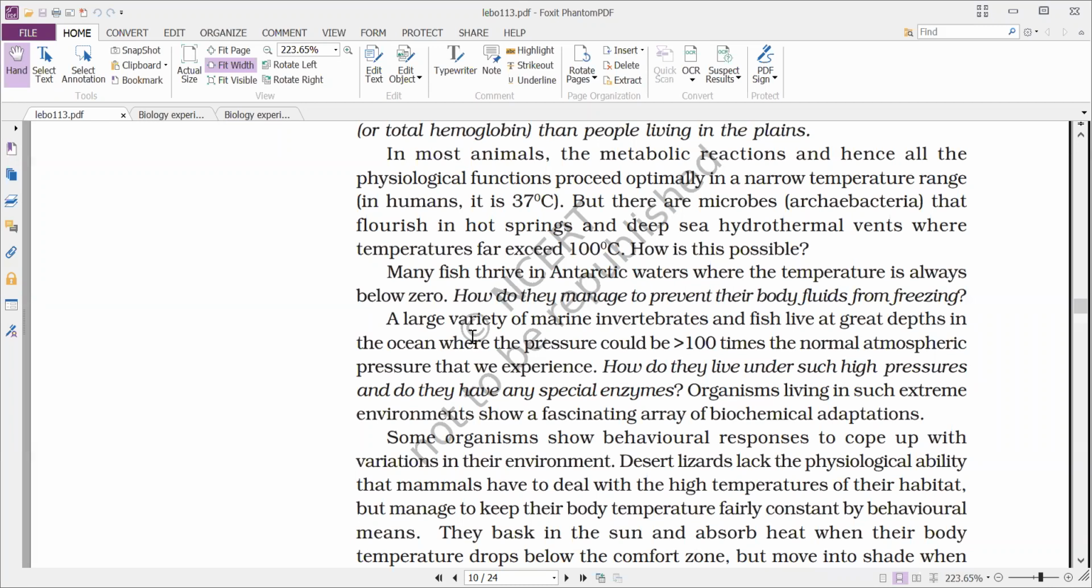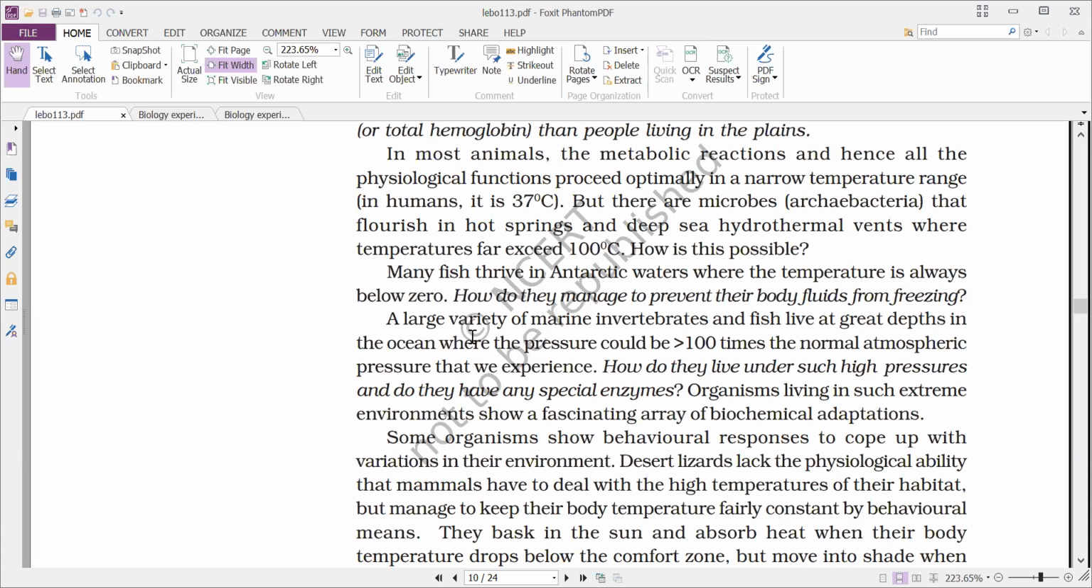Because of all these reasons, they are able to survive at that high temperature. And at the same time, when you observe, many fish thrive in Antarctic waters where the temperature is always below zero. How do they manage to prevent their body fluids from freezing?